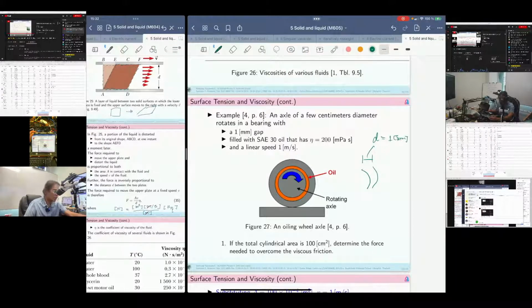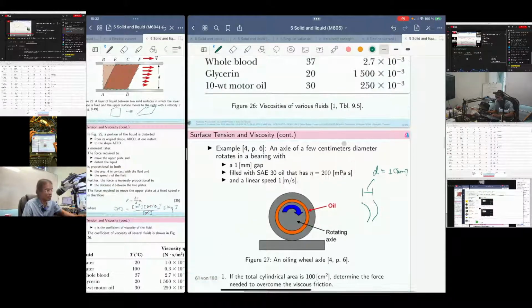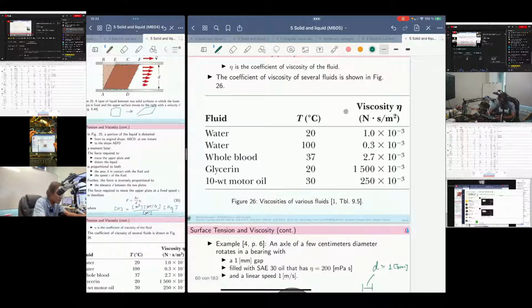Okay, and it's filled with SAE30 oil that has a viscosity eta of 200 millipascal second. What is a millipascal second? Well, you know that 1 pascal is equal to 1 Newton per square meter, right?